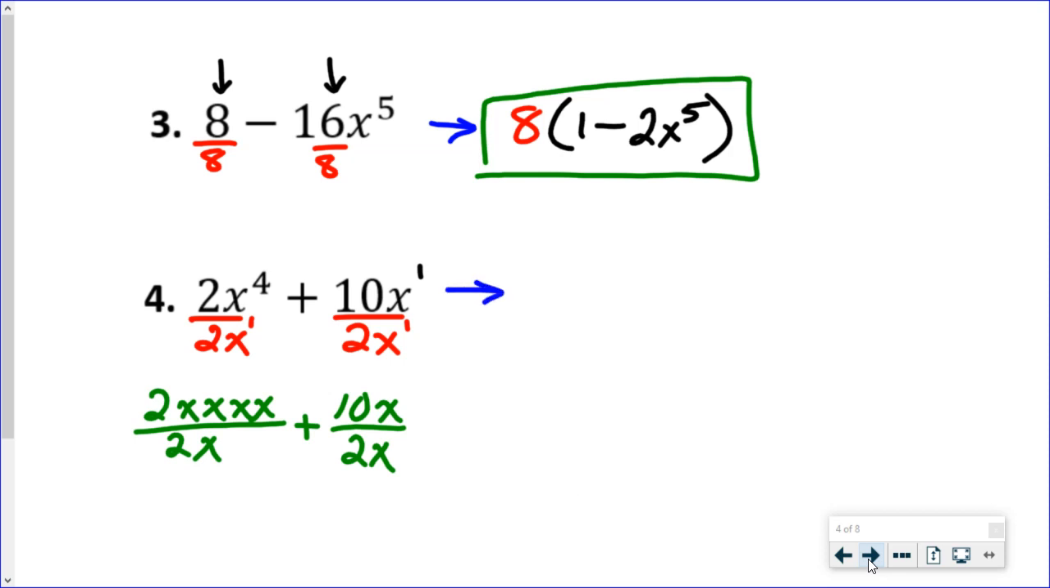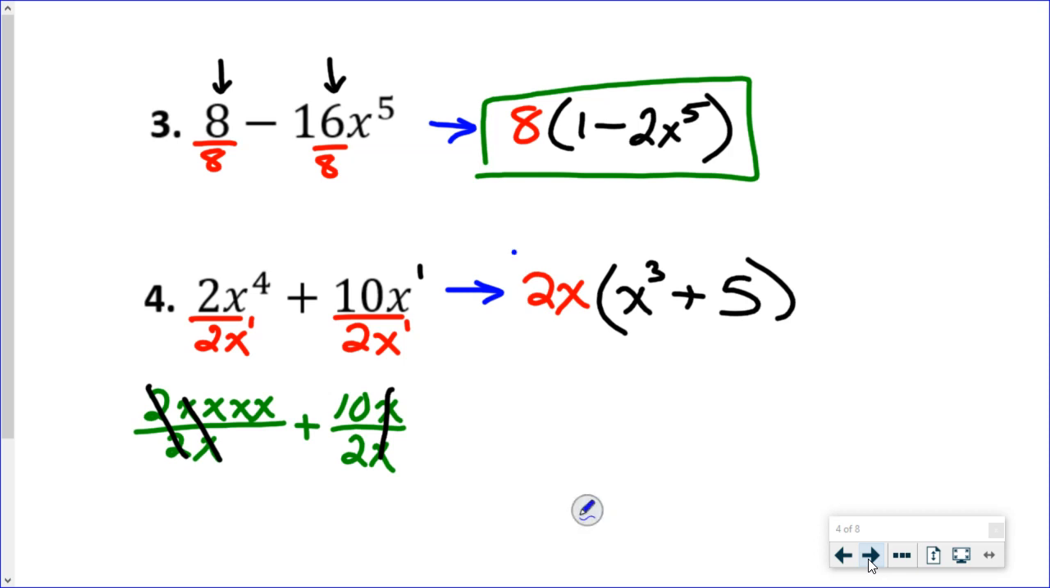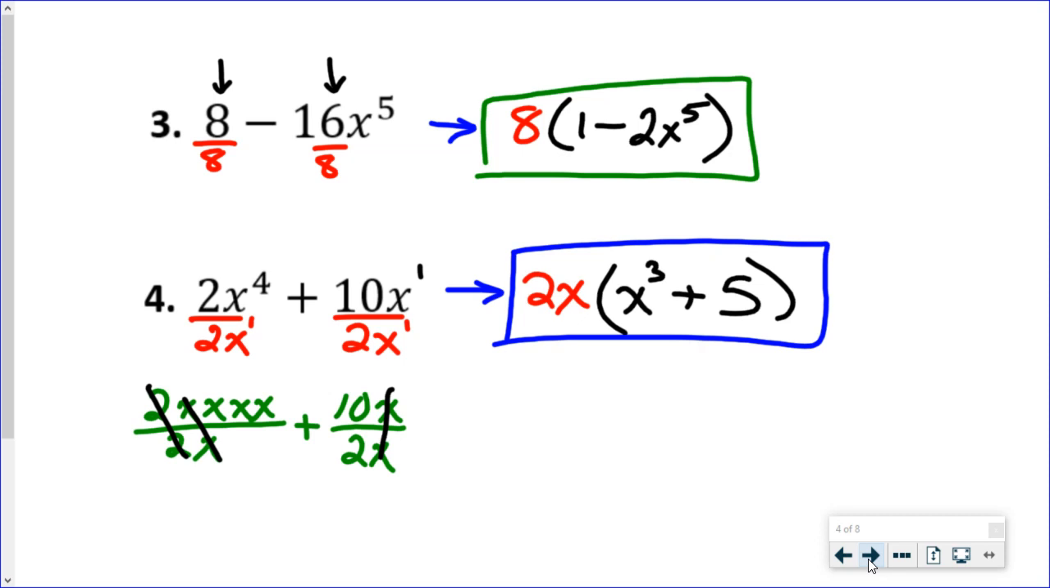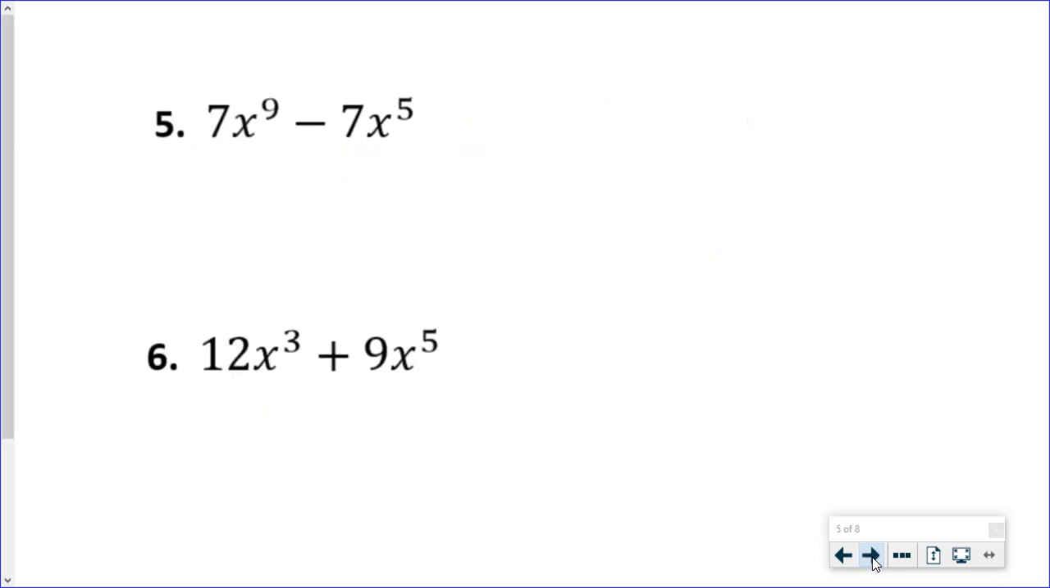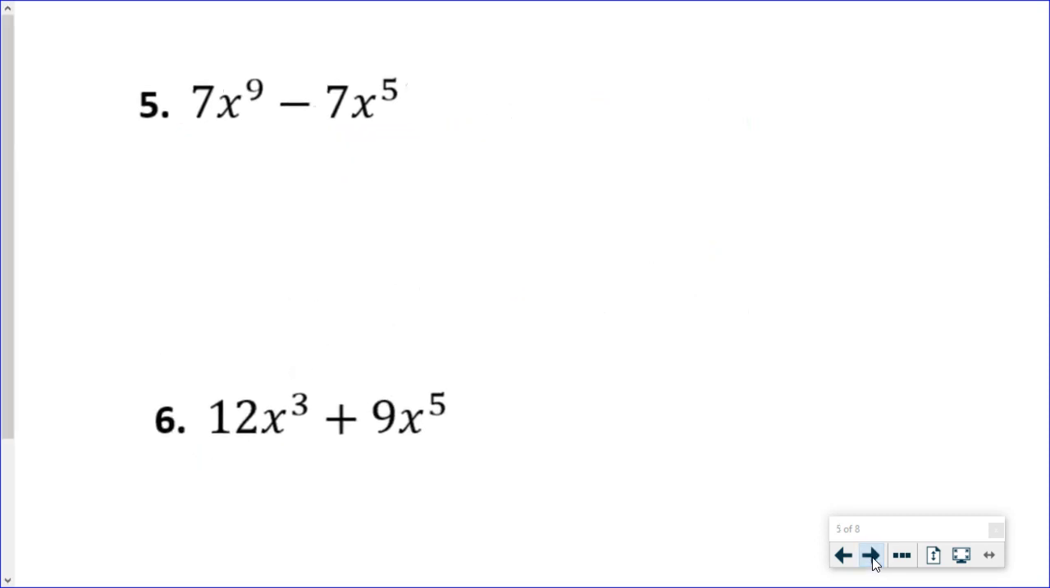Okay, so now in red, I divide out a 2x. And now I think the 2's cancel and one of the x's cancel. So I have 3 x's left. Now the 10 over 2 becomes a 5 and the x's cancel as well. So that's all I have. Okay, think about that. Okay, let's look here. So I'm just going to put this one on the side for right now.